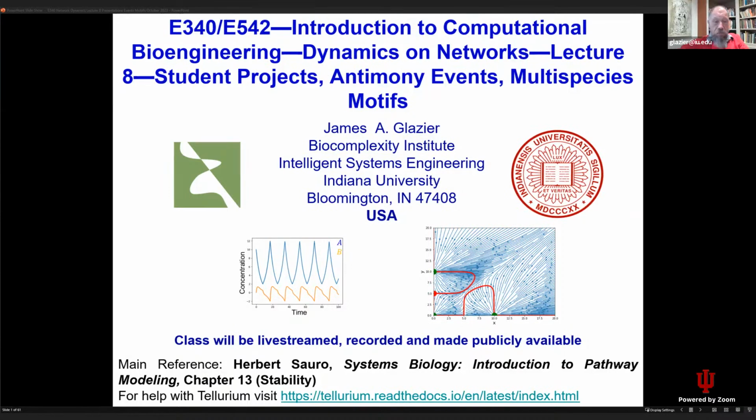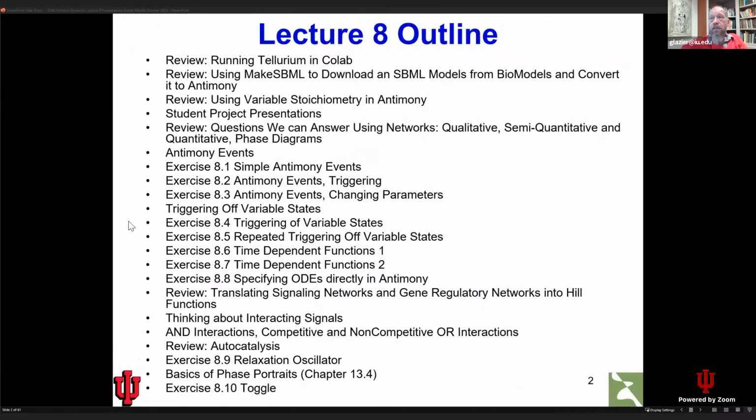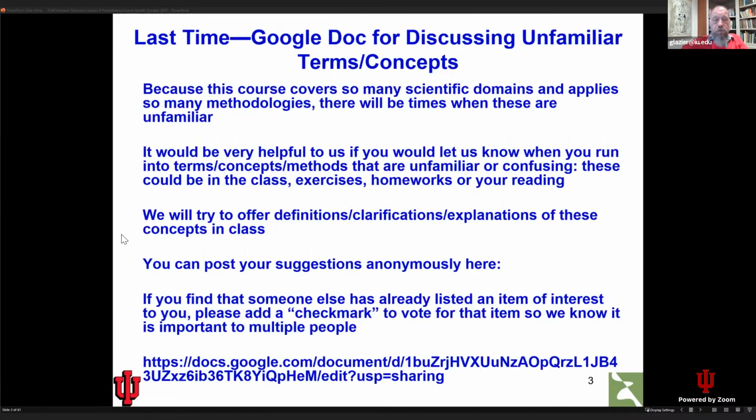Today, we're going to hear from 2 more people in the class about their projects, and we're going to talk a little bit about antimony events, which we didn't cover last week. And I hope we can maybe get to doing a little bit more about motifs and phase diagrams. And so we'll start out with just a review.